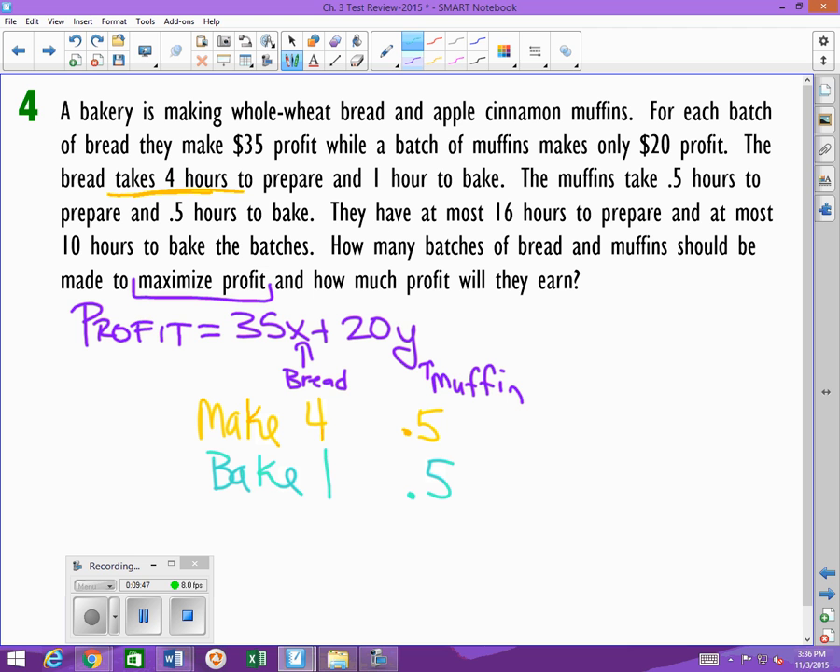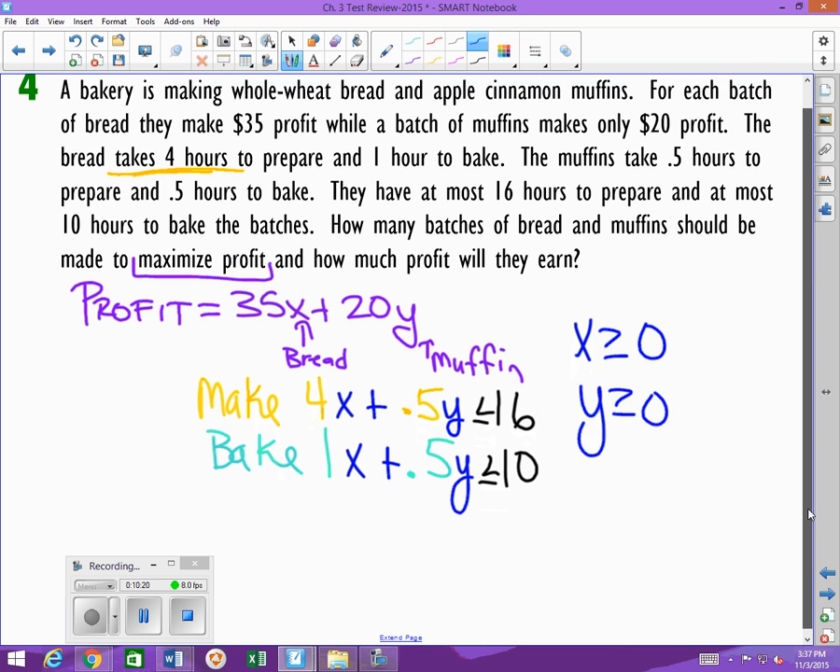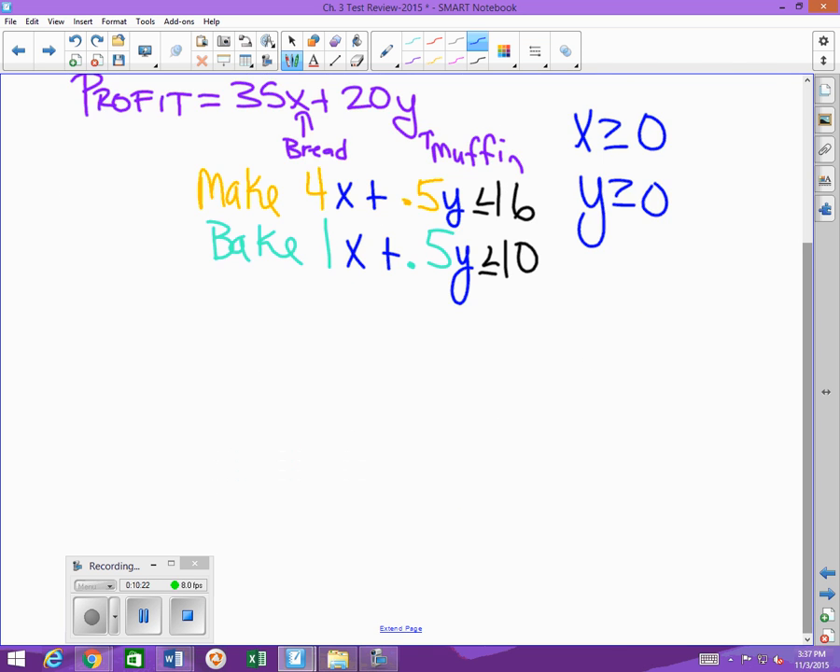So then we have 16 hours that we can deal with making things, and we have 10 hours that we can deal with baking them. We don't have to use all of them, so it's less than or equal to. And then our equations would be 4x plus 0.5y is less than or equal to 16, and x plus 0.5y is less than or equal to 10. Now we also have x has to be greater than or equal to 0, and y has to be greater than or equal to 0. And so then we need to graph these things.